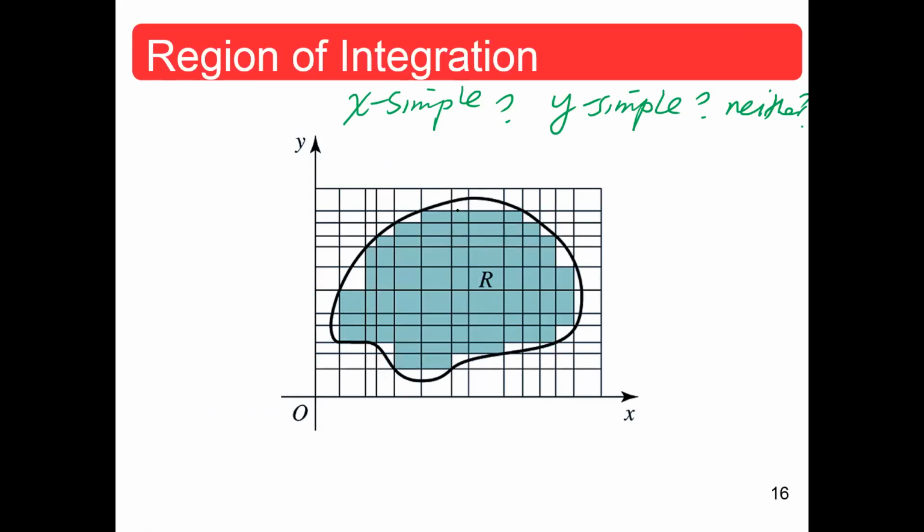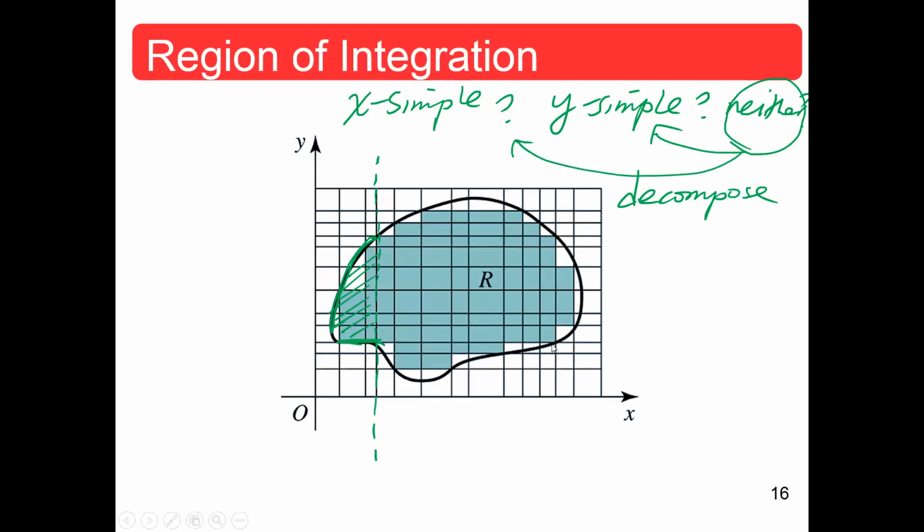So what we can do a lot of times for these irregular shaped graphs that are neither is try to decompose those irregular shapes, which are neither x simple nor y simple, into either x or y simple regions. In this case, you can do a simple decomposition. I notice that this part has a very simple curve in the bottom, and this is another simple curve on top, right?